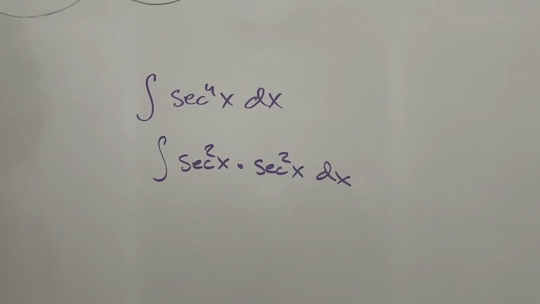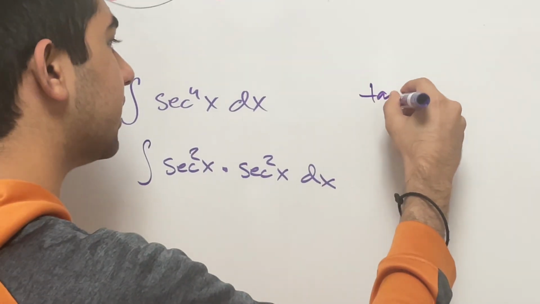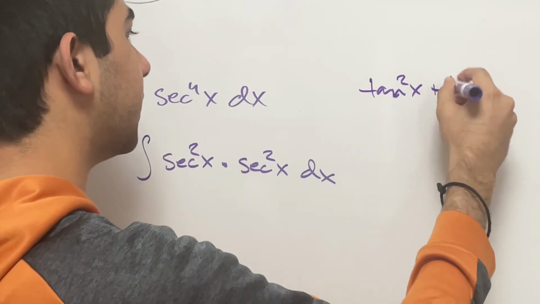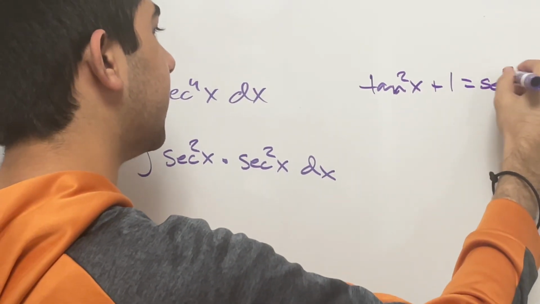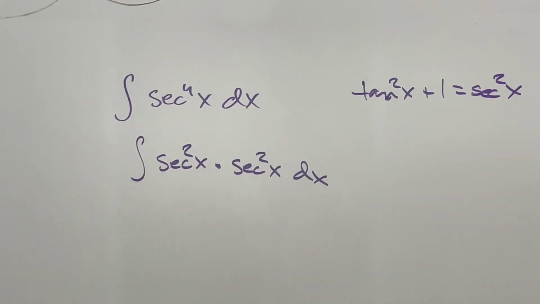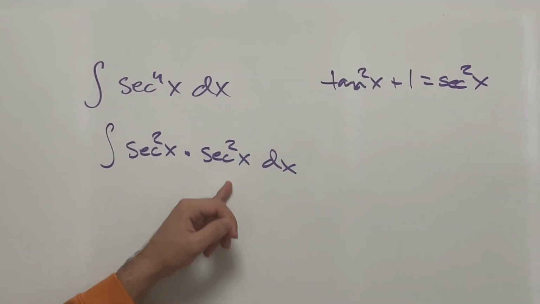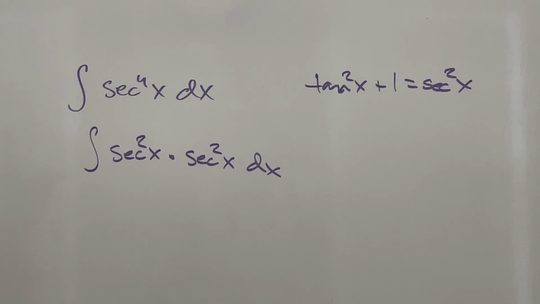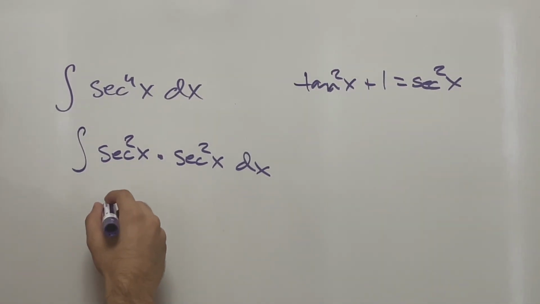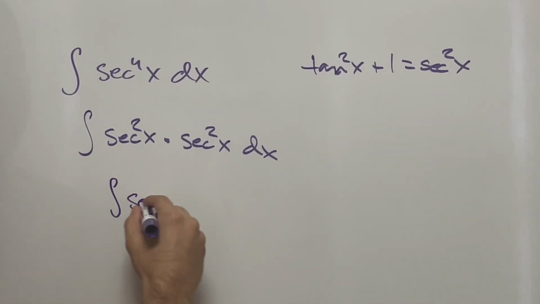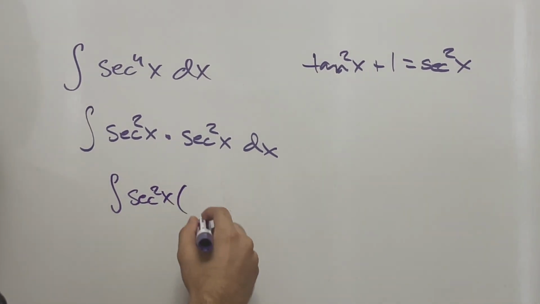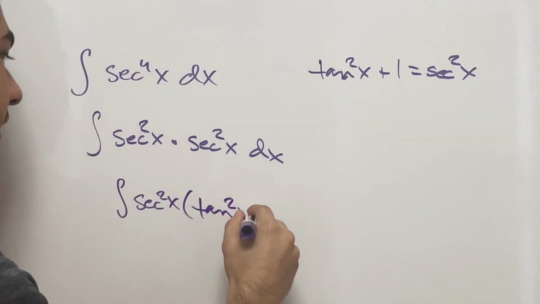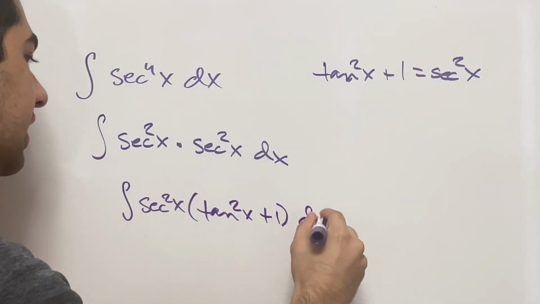We have a trig identity that says tangent squared x plus 1 is equal to secant squared x. So we can take one of these secant squared x and replace it with tan squared x plus 1, and I'll show you why we're doing that. So let's do that first. We have the integral of secant squared x times tan squared x plus 1 dx.